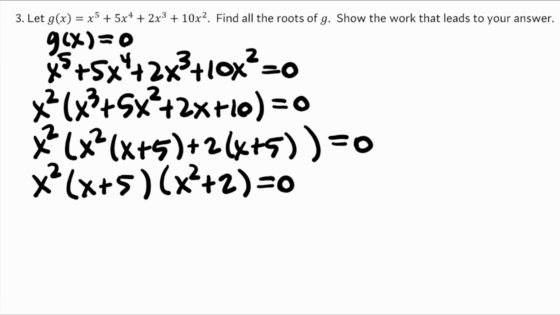Okay, so from all of these factors, this is as far as I can factor it, I'm going to have my zeros. So either x squared could equal 0. That would only happen when x equals 0. That's a double root.